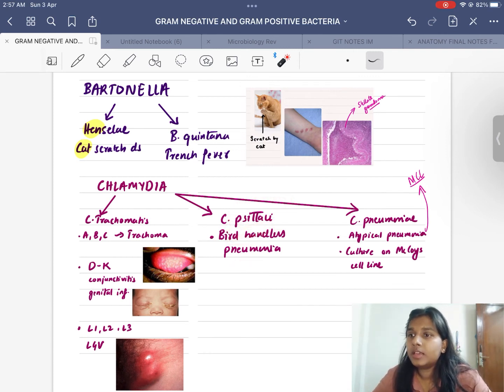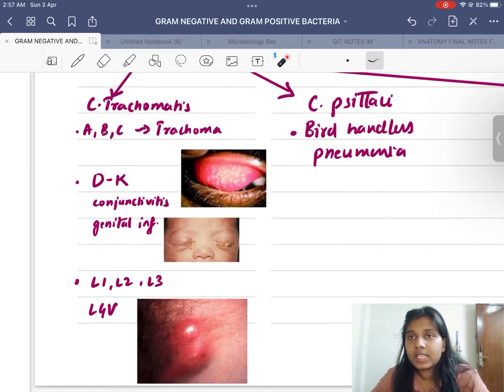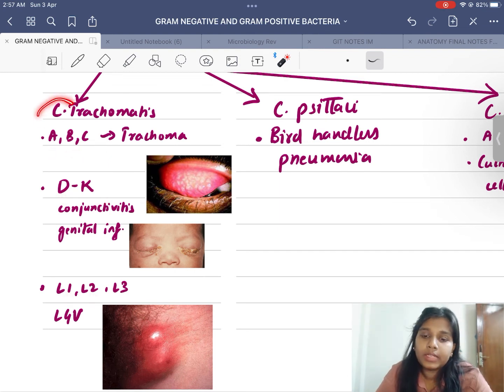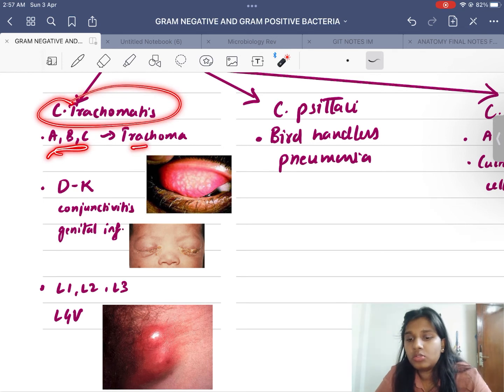If you have looked at people who feed birds, they're usually sitting and throwing some grains for the birds. So we can remember psittaci for bird handlers pneumonia. Chlamydia psittaci for bird handlers pneumonia. Then we have chlamydia trachomatis. In chlamydia trachomatis, we have some serotypes: A, B, C, D to K, and then L1, L2, and L3. Chlamydia trachomatis A, B, C are related to trachoma.